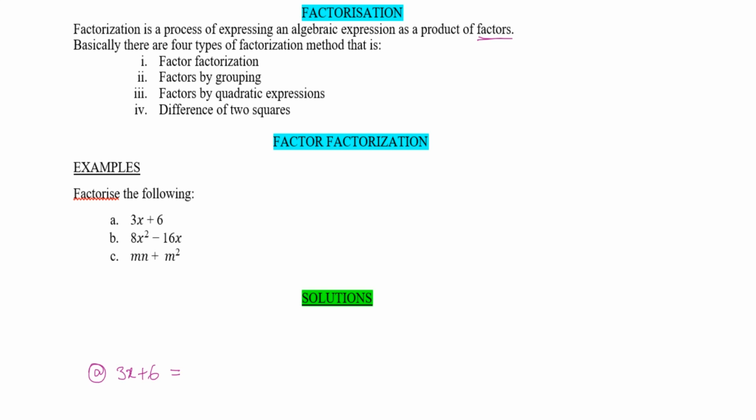I mean the highest common factor of 3 and 6. So the highest common factor of 3 and 6, the number that can go into 3 and 6 without leaving a remainder, is 3. So we'll start dividing. We'll say 3 into 3x will just be x, plus this 3, the factor, into 6 will just be 2. And what we've done here, we have factorized.